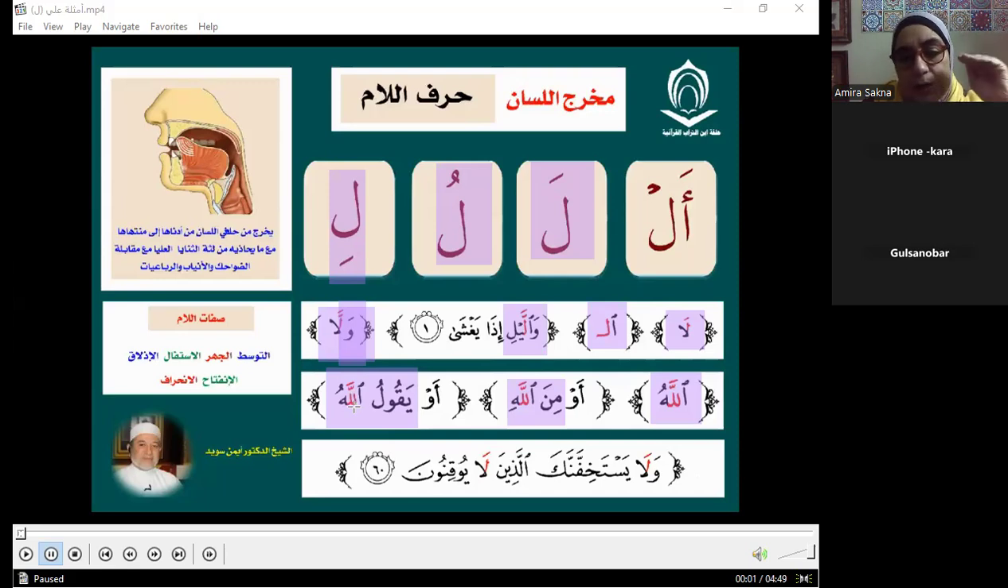It's where you are directing your voice: toward the roof of the mouth is a heavy letter, حرف مفخم. Outside of the mouth is a light letter, حرف مرقق.